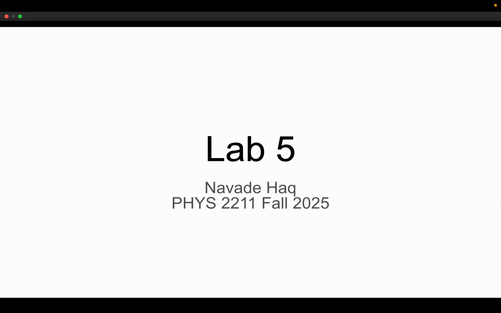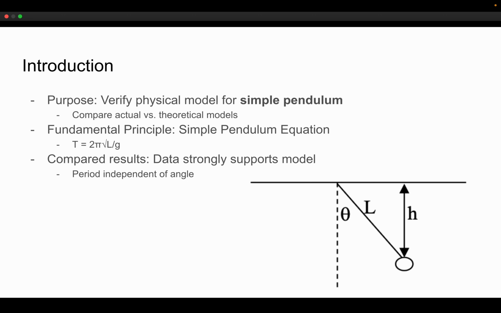My name is David Hawk, and this is my lab report on the simple pendulum. In this experiment, I investigated the factors that affect the period of a pendulum swing. I tested how the period changes with the angle of release and the length of the string, and compared my results to the theoretical model for simple harmonic motion.